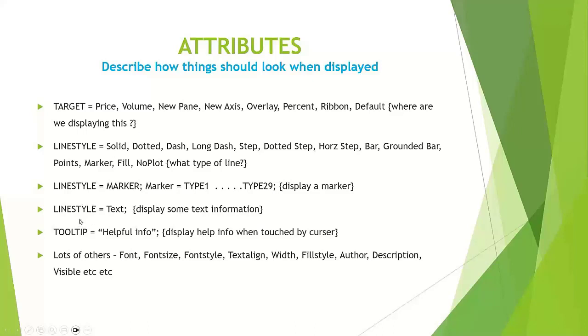Other attributes you can define are things like tooltips, and as you roll your cursor across the screen, it'll pop up some textual information to describe what's going on at that point on the chart. And that can be really, really helpful, particularly for ribbons. And then there's lots and lots of other attributes you can have, font style, size, text align, a lot of these ones obviously are about how to draw words on the chart, what size you want the characters on the chart.